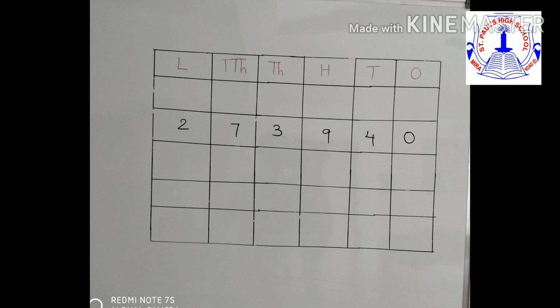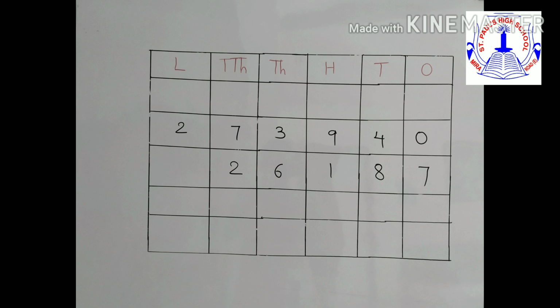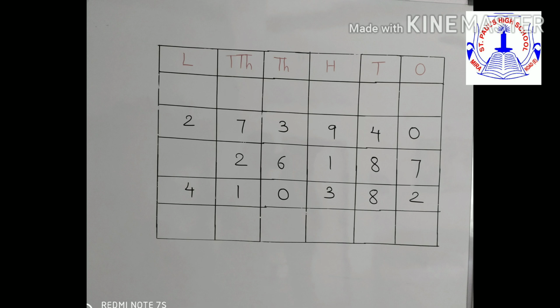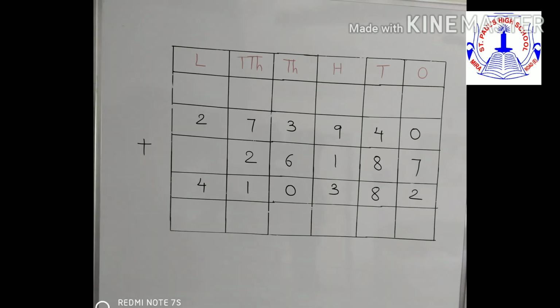Now we will write numbers according to their place value. 2,73,940. Now we have to be careful while writing the second number. It's 26,187. It's a 5-digit number. So we cannot write from the lakhs place. We have to write it from the 10,000s place. So we will write 26,187. Then 4,10,382. Then we have to put the addition sign.